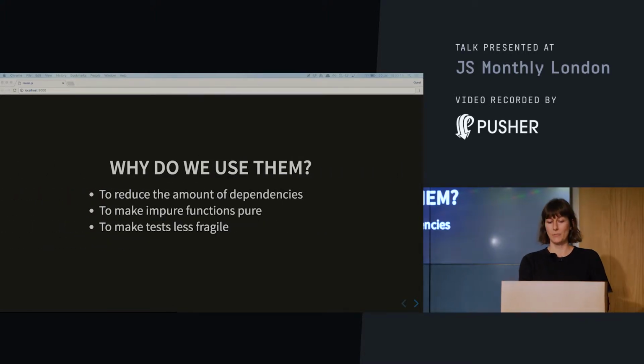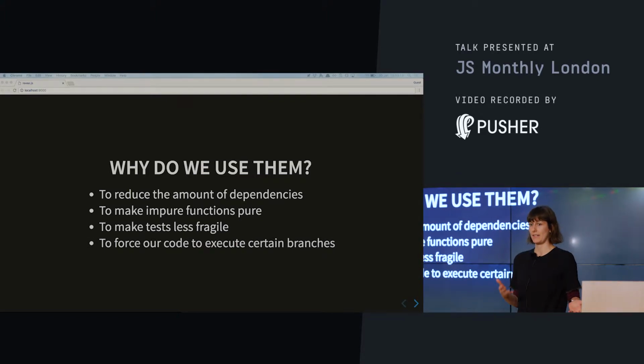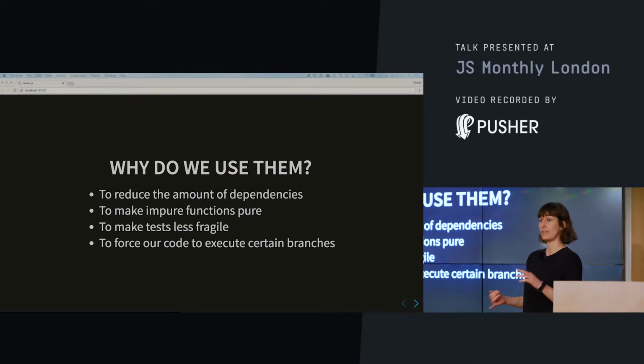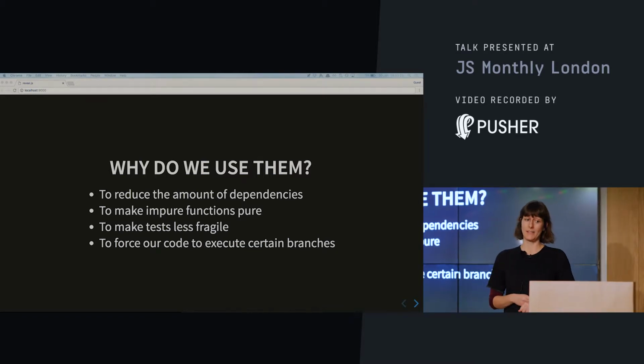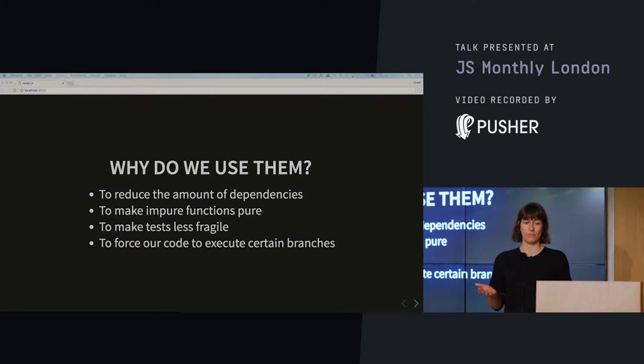And I already hinted a little bit at why we would use it, with these examples that I've showed earlier. So we could reduce the amount of dependencies. We can make impure functions pure, so they're easier to test. It also makes our tests less fragile if there are fewer dependencies. And we can also force our code to execute certain branches. So, if we have a certain if-else statement and we need to make sure that one particular branch of that is tested, we can force it to run that branch using test doubles.